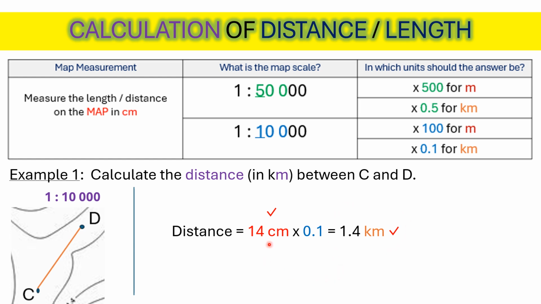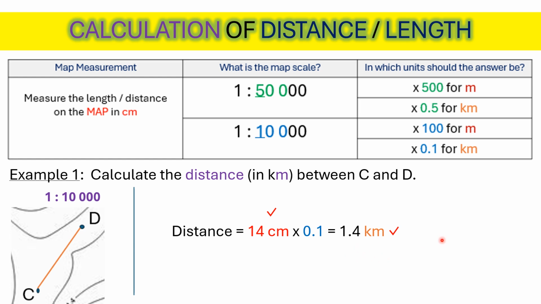So map distance of 14 centimeters. I'm multiplying by 0.1 because I'm working on the 1:10,000 map, and my answer needs to be in kilometers. And in this instance, I end up with 1.4 kilometers.